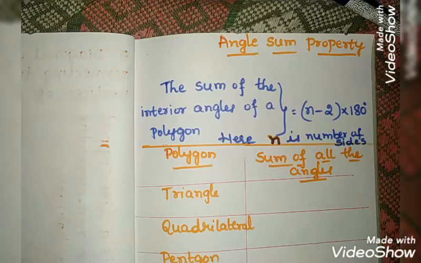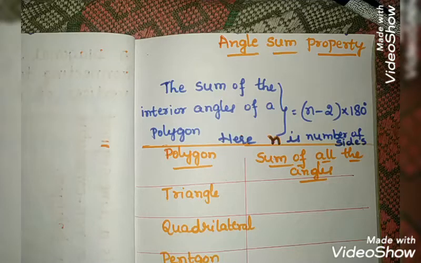In the previous class, we studied some of the properties of polygons, about diagonals. Today we are dealing with another property of polygon, that is angle sum property. What is angle sum property? The sum of all the angles of any polygon, how much is it equal to? For example, triangle, quadrilateral, pentagon, hexagon, octagon. How to find out? Is there any general method to find the angle sum?